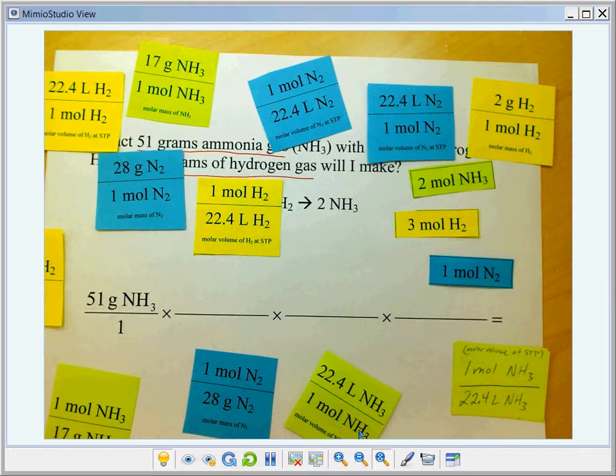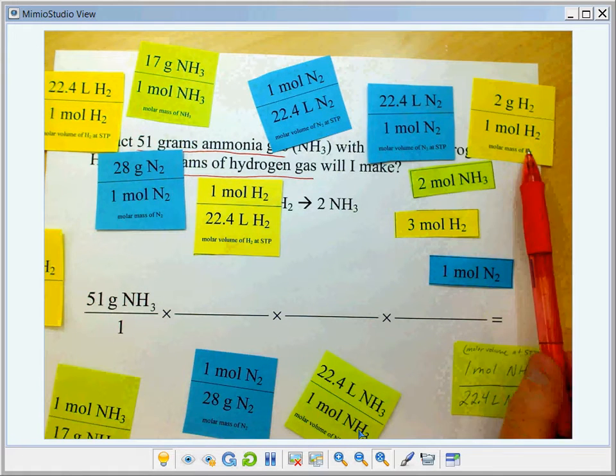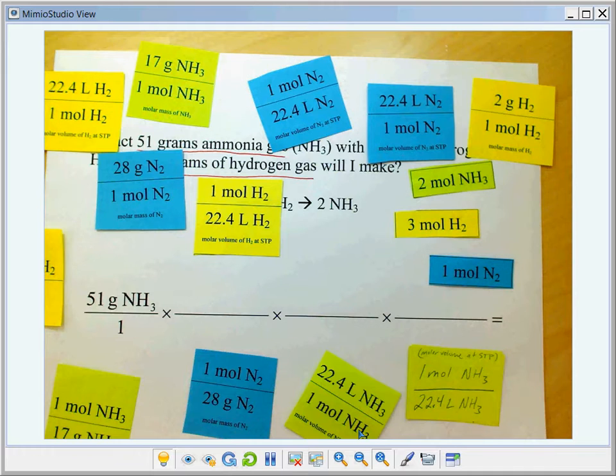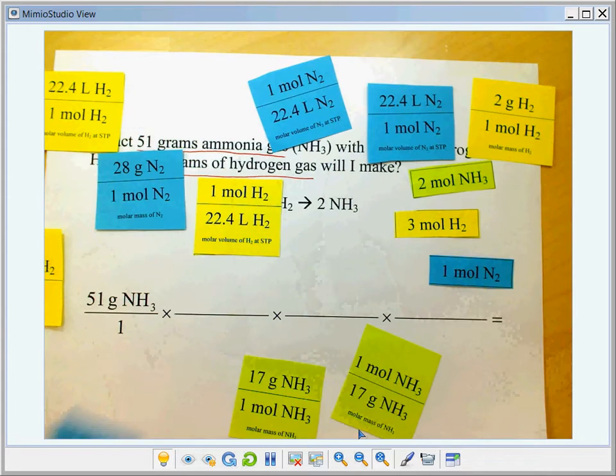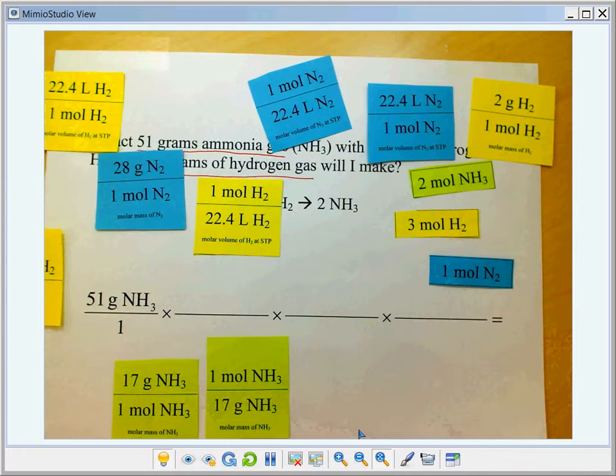So if you notice at the beginning, I have grams NH3. So I have to cancel grams NH3. Which of these conversion factors has grams NH3? If you notice, the green ones are all the NH3 ones. So we really just need to narrow it down to that. It's not going to be liters or liters. Let's get rid of those. So it's going to be either this one or this one. Grams NH3 or grams NH3 that goes in that first conversion.